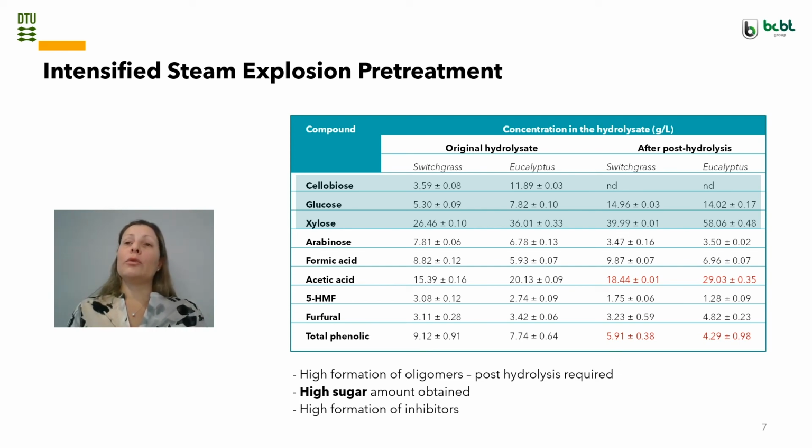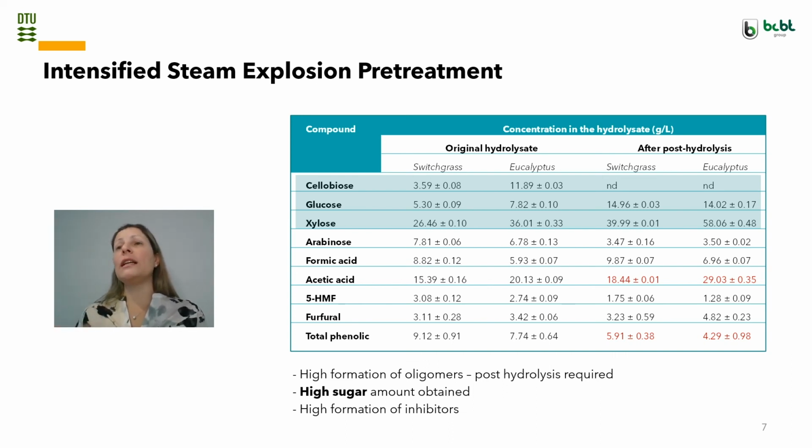Also, what we could observe was, of course, a higher formation of inhibitor compounds. Especially when we performed the post-hydrolysis, we could see an increase in acetic acid. The concentration was very high in both media. This is also related to the higher amount of biomass processed, because acetic acid comes from the structure of the material. So if we process more biomass, we can also release more acetic acid into the medium. And it was a very high concentration in both cases after post-hydrolysis.